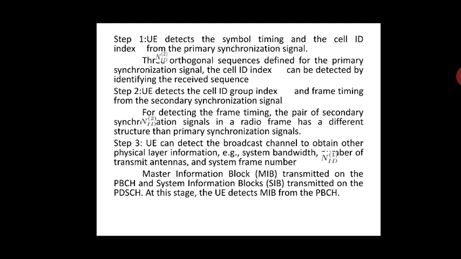In step number 3, the user equipment can detect the broadcast channel to obtain other physical layer information, for example system bandwidth, because it is broadcasting information transmitted from the base station. Every time it is giving the information. This is the ID. We call it paging or broadcasting to the corresponding cell, so that ID number will be sent to the mobiles. And all this information will be transmitted through the MIB block and SIB block.